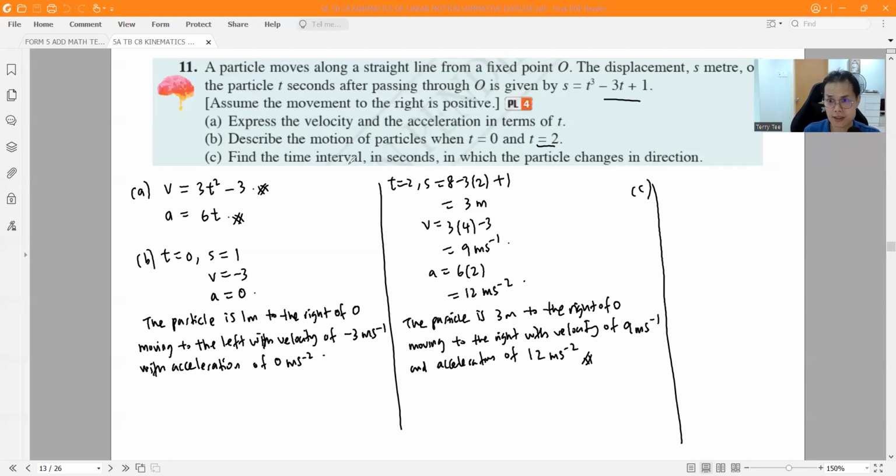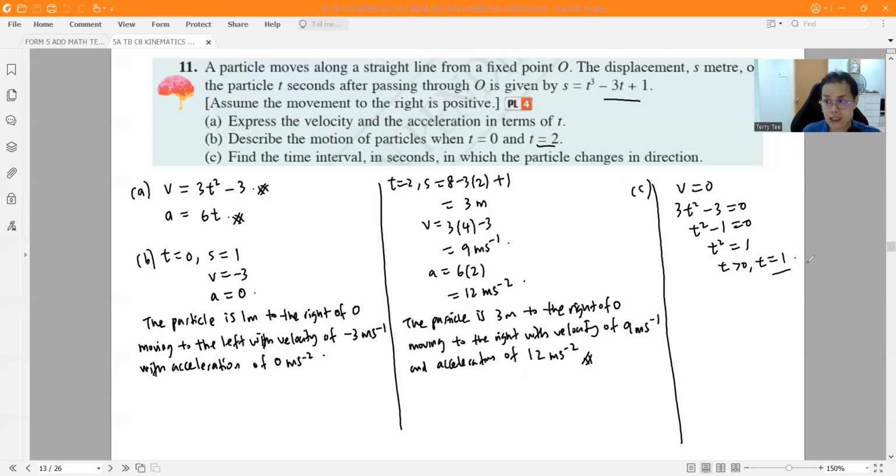they should say time in seconds when the particle changes direction. Or if not, they should say find the time interval when the particle is moving to the right. Because when you let v be 0, when the particle changes direction, you don't get a time interval, right? You get the exact value of t. So we already have our t value here. We can divide by 3. You can bring it over, or you can put the plus minus here. I think I'll just bring it over, it's so much easier, right? T squared equals 1. T is more than 0, so t is 1, right?